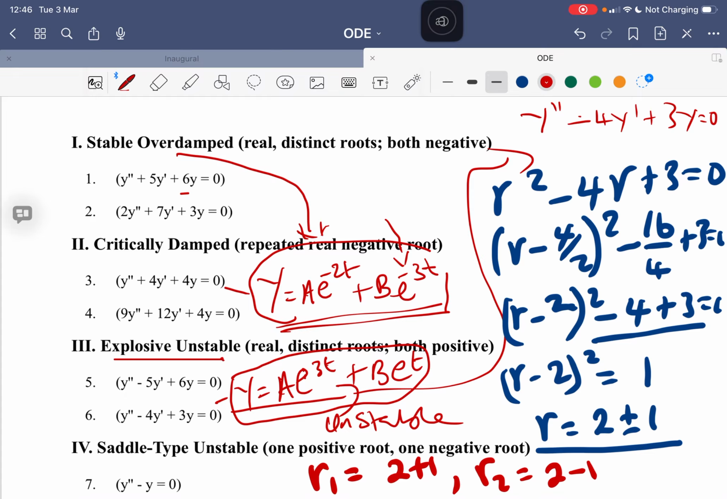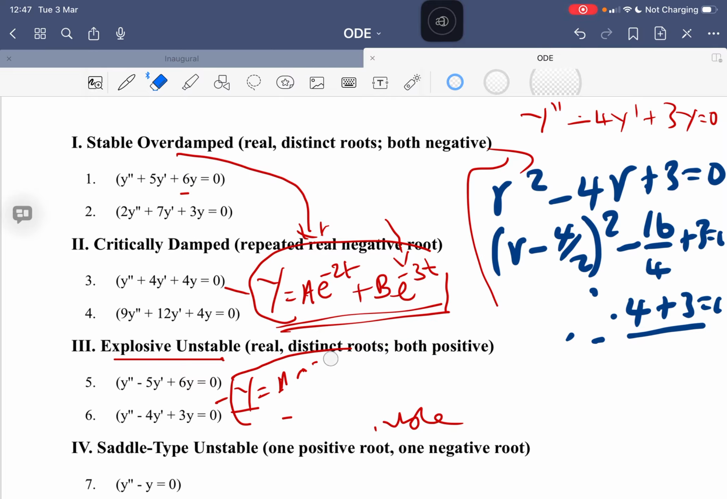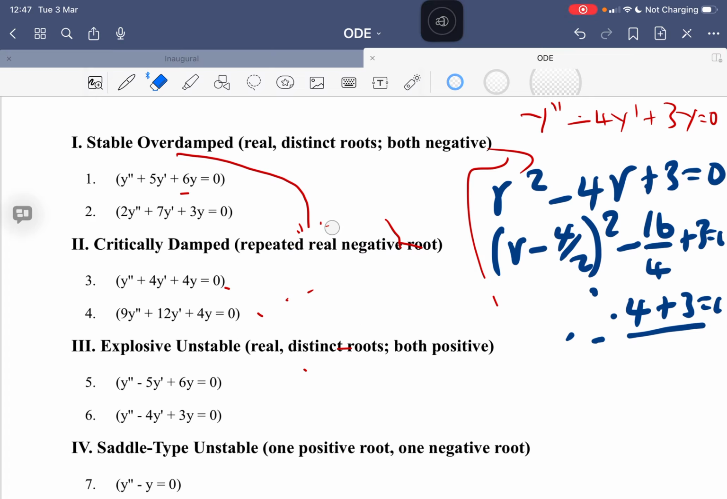So I will advise you to solve all the remaining questions and practice solving them using completing the square. So far, if we have this kind of equations, we will make use of completing the square to find out the roots.